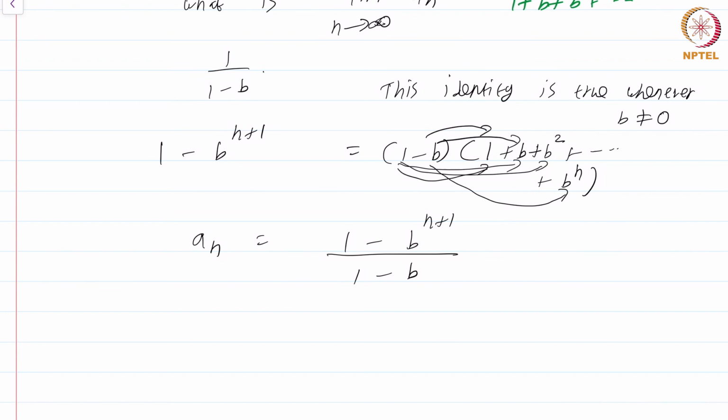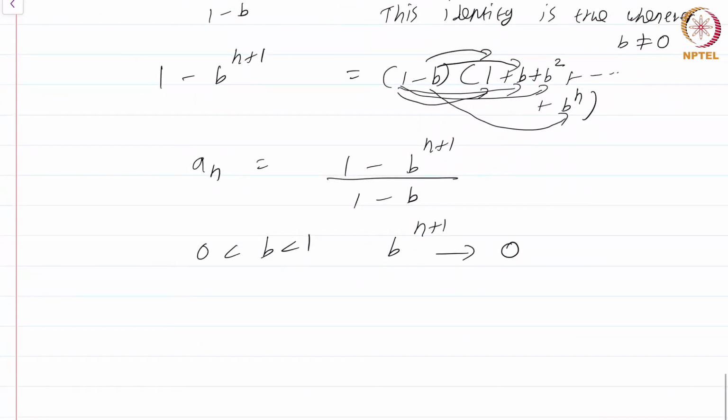Excellent. How does this help us show what the limit is? Well, 0 < b < 1, so b^(n+1) converges to 0. That's what we just saw in the last example, right? So the numerator converges to 1, and the denominator is just the constant 1 - b. So a_n converges to 1/(1 - b).